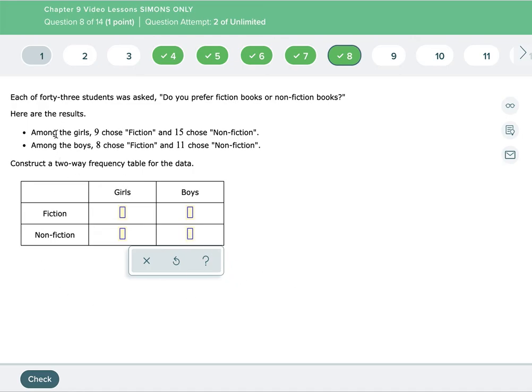So among the girls, so here's where my girls go, 9 fiction, 15 nonfiction. So girls fiction meets right here. So that would be my 9. And then girls in nonfiction meets right below it. And that would be the 15 that chose nonfiction. Same thing with the boys. Boys fiction meets right here. And that gets an 8. And then you have 11 left of the boys, which meets nonfiction right here. That meets right there. Now we would check.